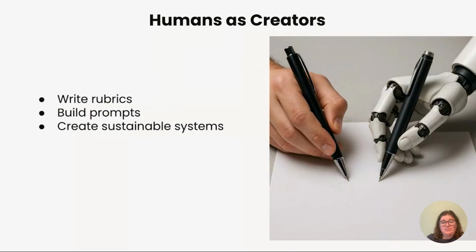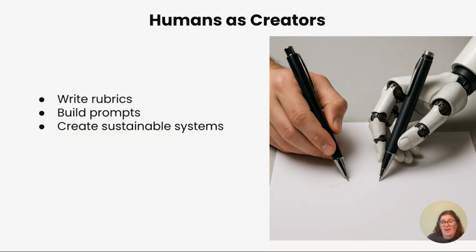The second role is humans as creators. Humans are going to be your best source of creating all of the tools that you need to evaluate your models properly. They can write your rubrics. This is how you're going to get that real subject matter expertise deep into your data and deep into your evaluation criteria so that you know you're evaluating your models correctly.